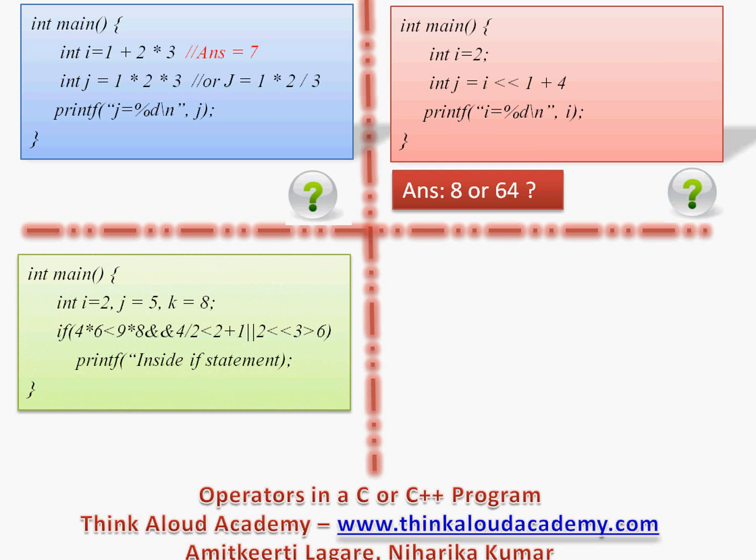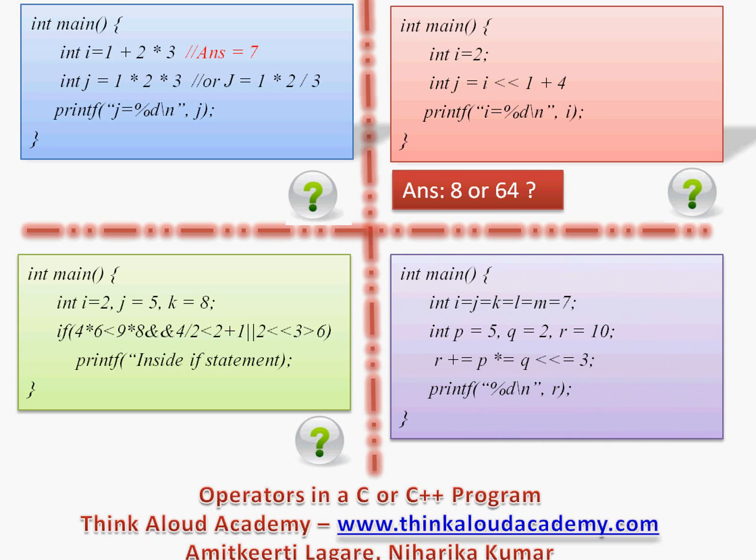The third example here is a complicated expression inside an if. I have 4 * 6 < 9 * 8 && 4 / 2 < 2 + 1 || 2 << 3 > 6. Is this a valid expression? And if it is a valid expression, how is it evaluated? So these are some of my queries.